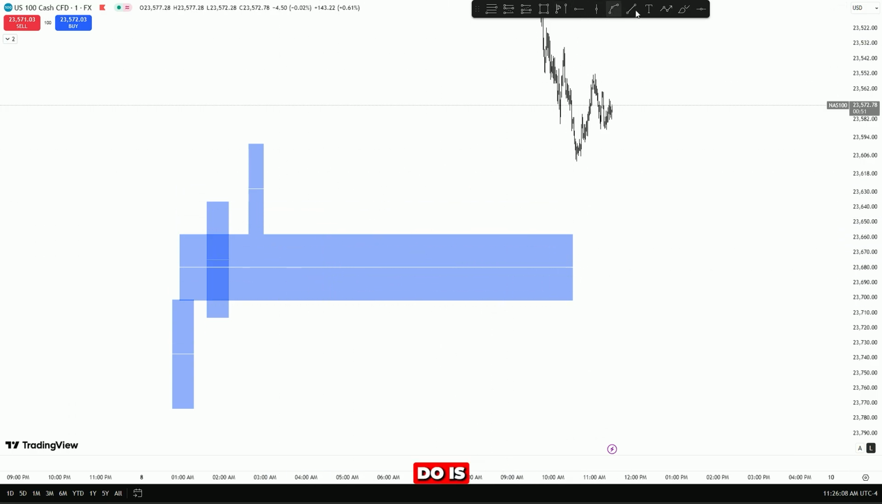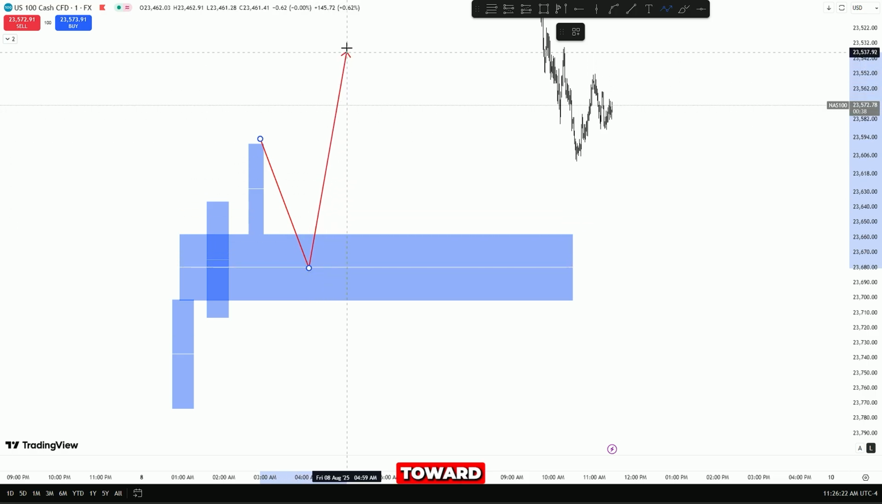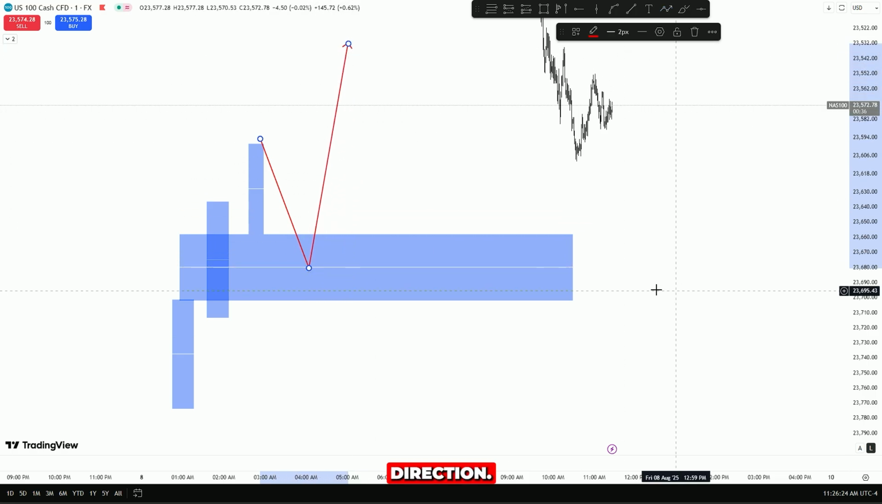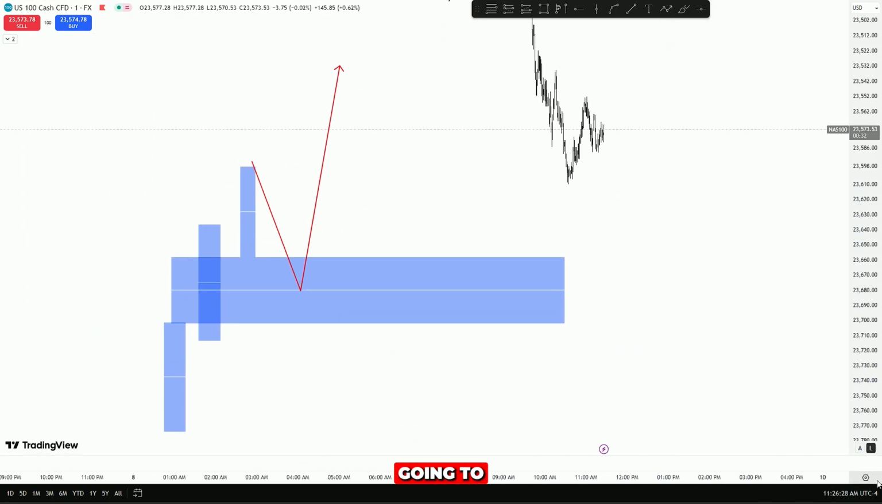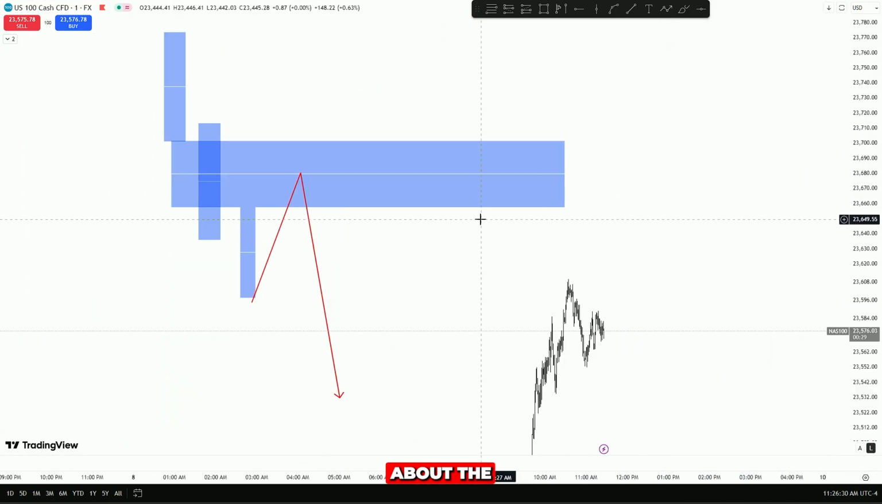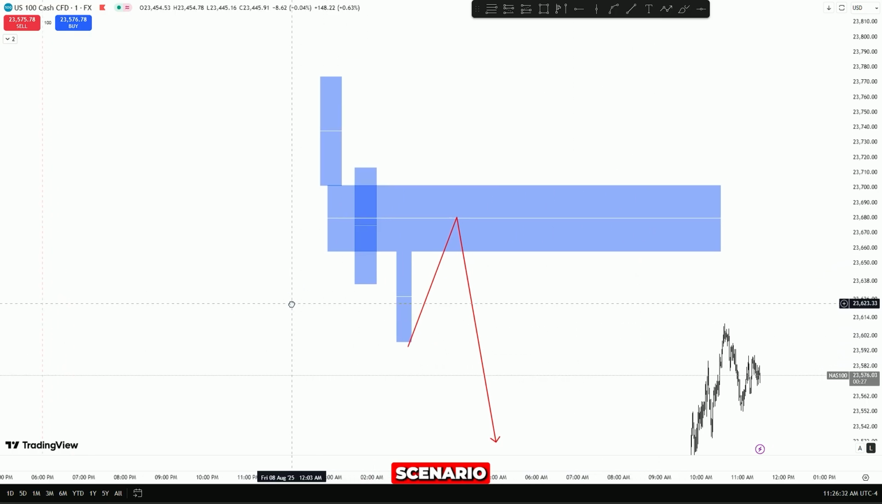What the market does is, once the market creates these inefficiencies, the market comes back to fill this inefficiency and then moves toward the true direction. Now this is the bullish case scenario, and I'm going to tell you about the bearish scenario.